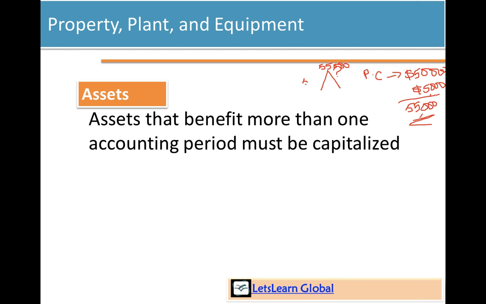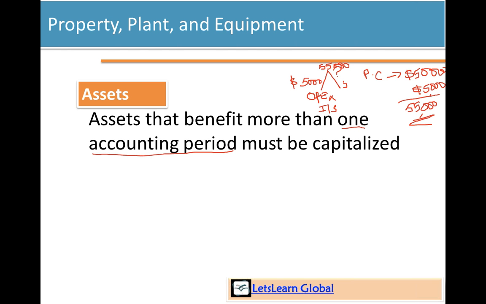See, the $5,000 worth of paper, you are going to use in 3 months' time. So obviously within one accounting period, within a fiscal period. So obviously this becomes OPEX. Operating expenditure will go to the income statement. OPEX will go to the income statement.